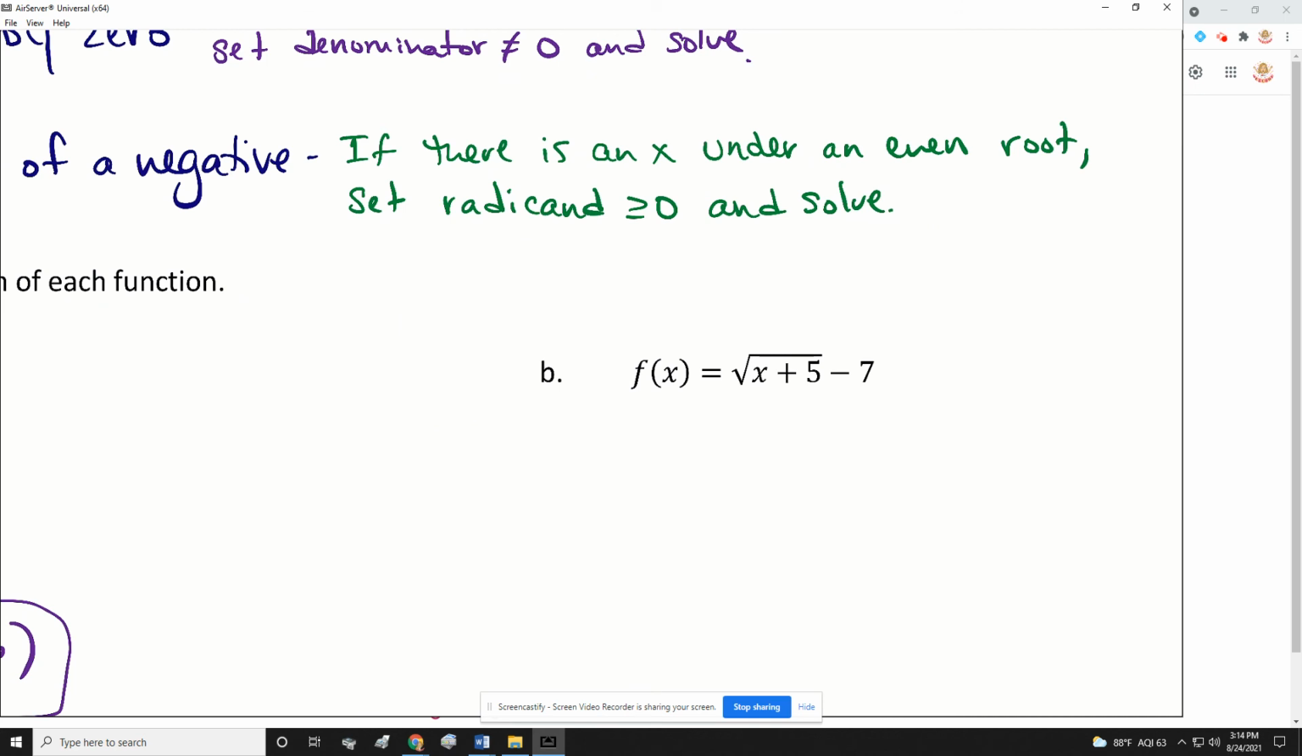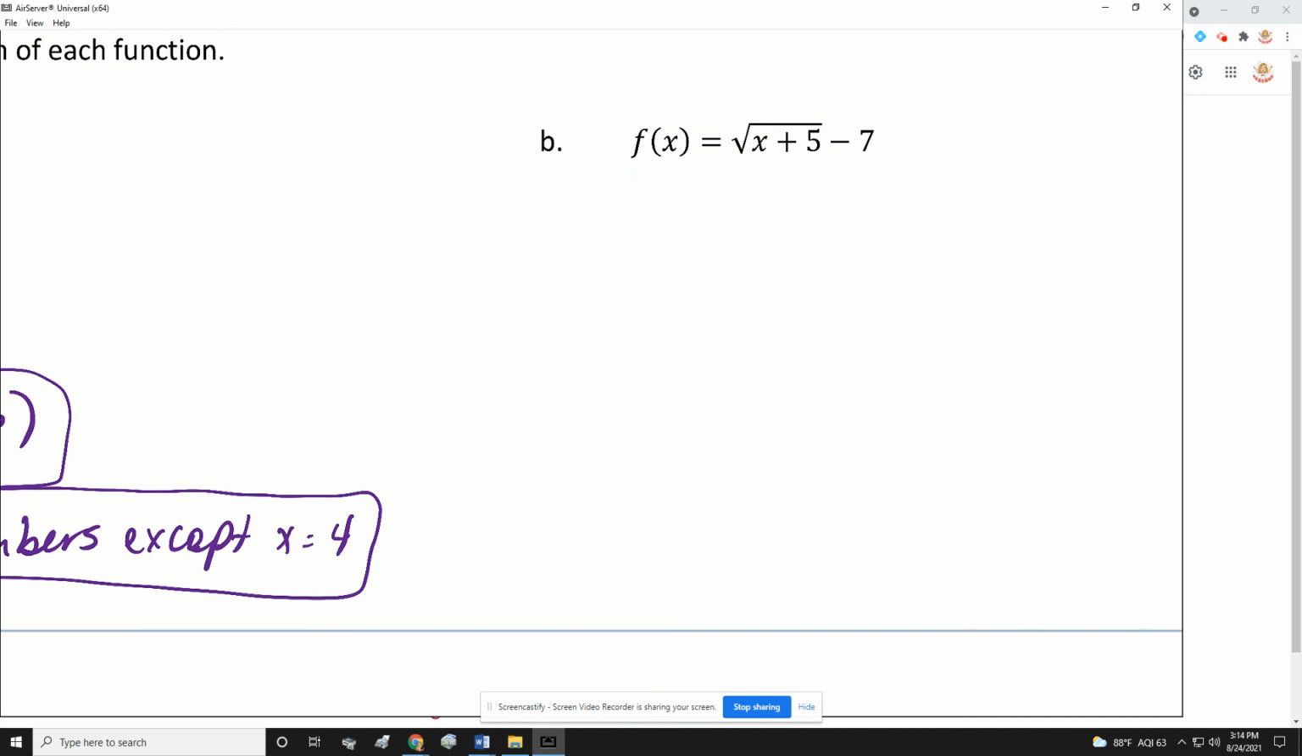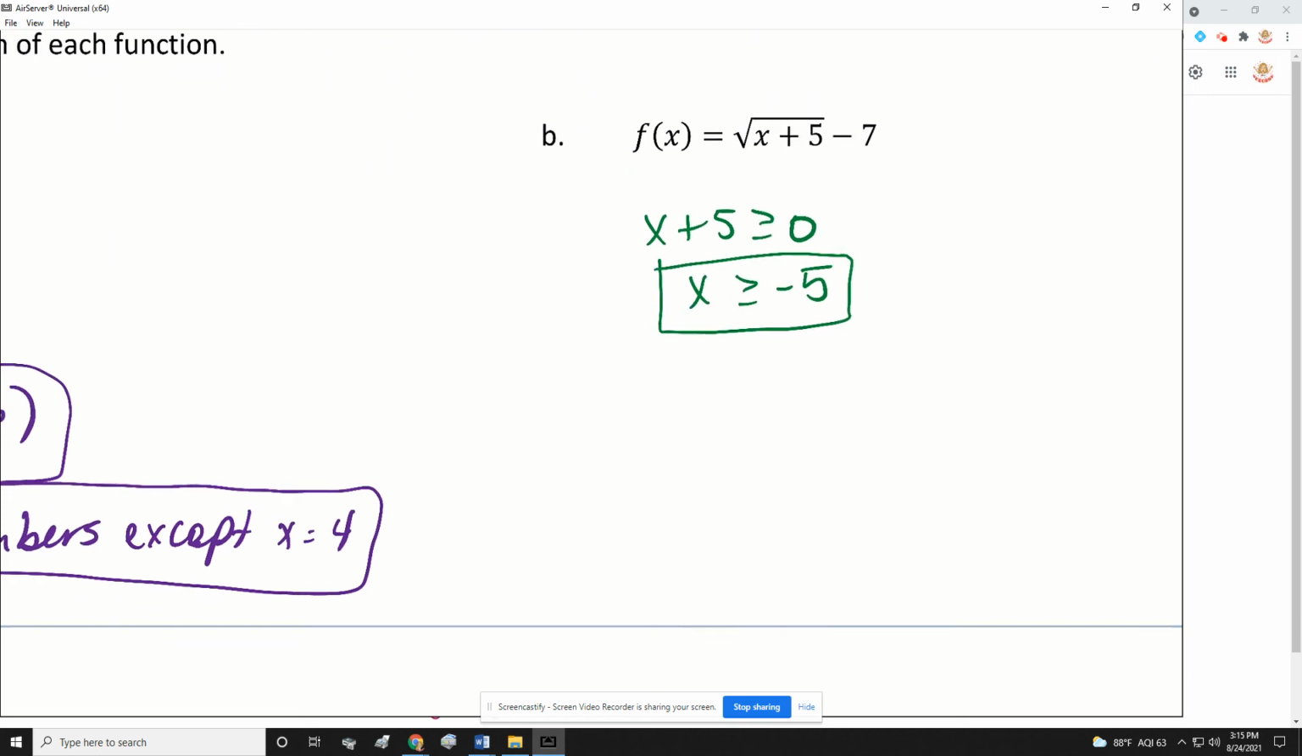Right. So that's what we're going to do for B. B has this even root, so the domain must be restricted. So we would say that x plus 5 is greater than or equal to 0. So x is greater than or equal to negative 5. That's one way to describe the domain. In interval notation, that's going to be all the numbers from negative 5 to infinity. Now we put a bracket on the negative 5 because we have the or equal to.